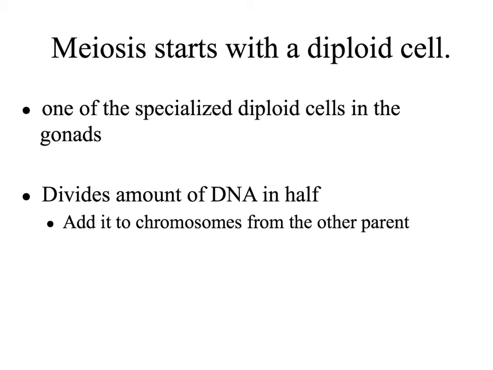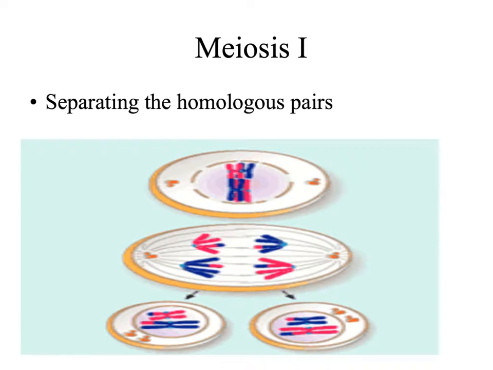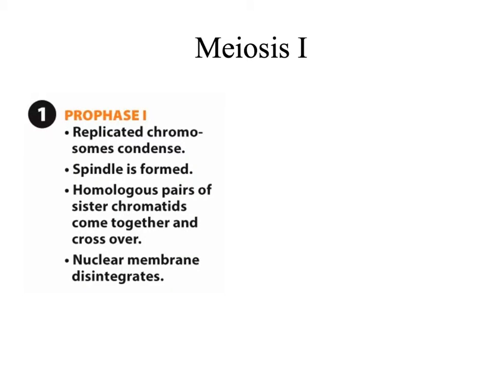Meiosis is occurring in specialized organs called the gonads. In females, that's the ovaries. In males, it's the testes. Remember, the overall goal here is to divide the amount of DNA in half to produce our gamete cells. Meiosis I is going to focus on separating out the homologous pairs of chromosomes. Because there are 2 rounds of meiosis, we have to number the steps of meiosis.